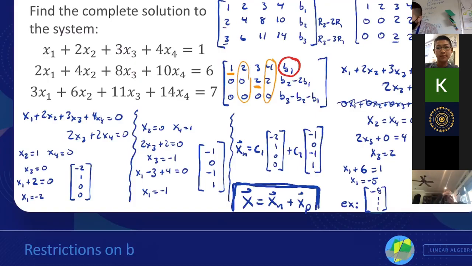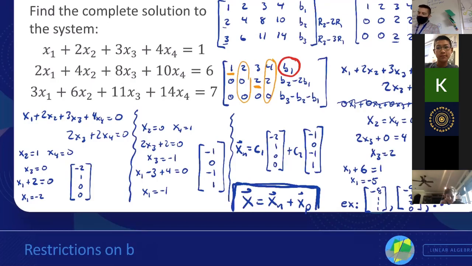Okay, I could get another one. I could come up with infinitely many solutions by taking XP. This one, I'll add 2. I'll make C1 2 and C2 0. So I'll take 2 of the first vector, 0 of the second, and then add XP. So I'd have -9, 2, 2, 0. That's another solution, and you could keep doing it.